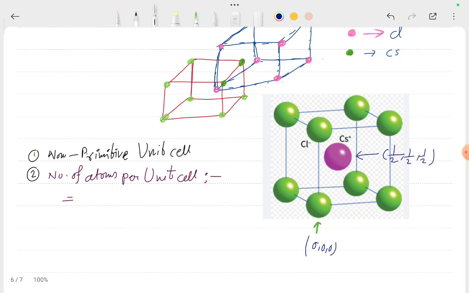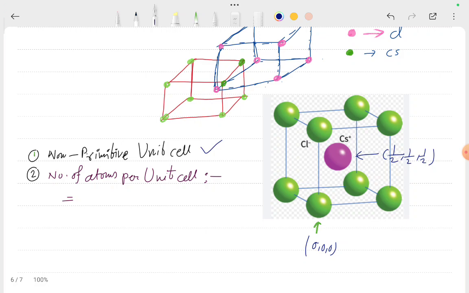But CsCl is made up of two simple cubic crystals, one simple cubic crystal with Cs, another simple cubic crystal with Cl. Here Cl is located at 0, 0, 0, but the Cs atom is located exactly inside the simple cubic crystal. This is the point. Just be clear about that. Okay, and this is also a non-primitive unit cell. It's very easy. We all know this is a non-primitive unit cell.